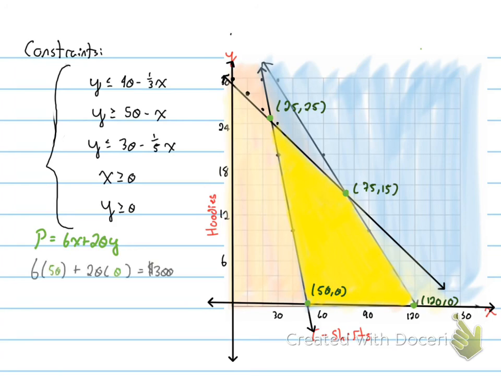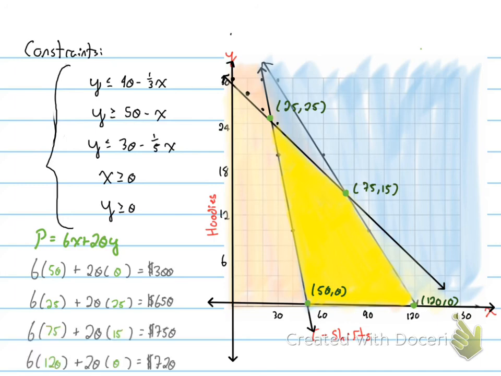If I sold 50 t-shirts and no hoodies, I would make $300. If I sold 25 of each, I would make $650, so that's a little bit better. If I sold 75 t-shirts and 15 hoodies, I would make $750. And finally, if I just sold 120 t-shirts, I would make $720. All of these combinations fit all of my constraints, but only one of them is going to maximize my profit. And here, I can clearly see that that's going to be if I sell 75 t-shirts and 15 hoodies.